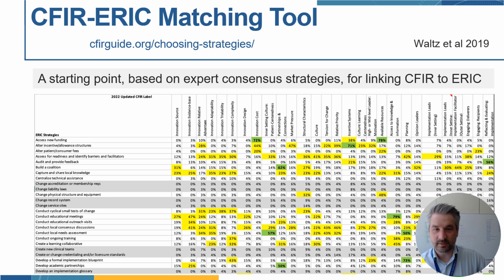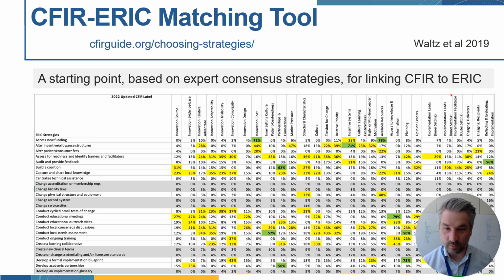What this amounts to is dozens of people with expertise in implementation science providing a judgment on what might be a starting point to think about where you might focus your energies. And this is just a subset. If you want more details, going to the cfrguide.org/choosing strategies is where you can get access to this more detail. It's definitely based on expert consensus, but think of this as an opportunity to draw on some of the most expert people in the world in thinking this through as a starting point.